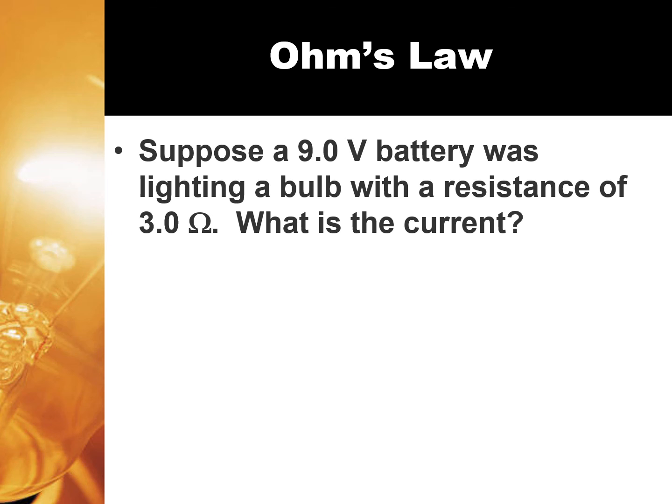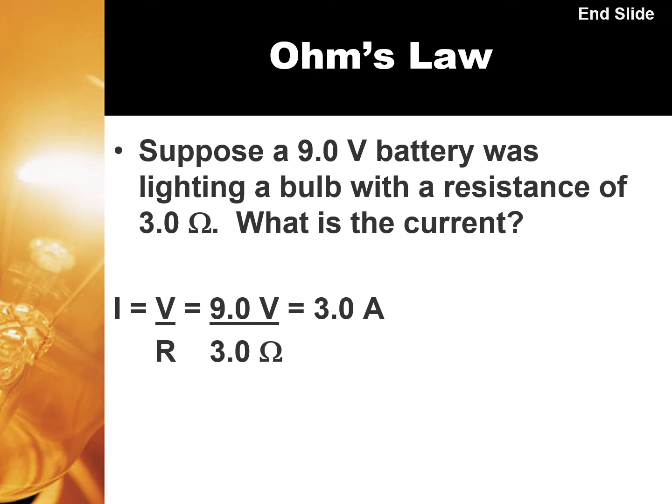Alright, so let's suppose we got a 9-volt battery that was lighting a bulb with a resistance of 3.0 ohms. What's the current through the light bulb? Well, if you need to find the current, the voltage is going to be equal to current times resistance. So to find current, we divide by resistance, and the voltage divided by resistance is going to be 9 divided by 3, which is going to give us 3 amps.